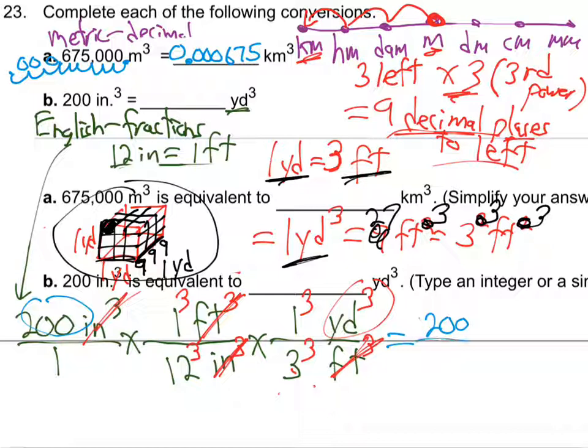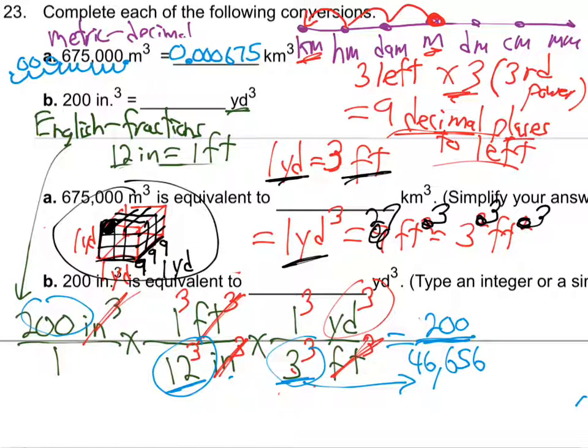What's on the bottom? 12 to the third times 3 to the third. That's a whopping number. I'm going to use my calculator. I'm going to go 12 to the third power times 27, 3 to the third power. I'm getting 46,656. We're going to reduce it. We're not done yet. But that's just 12 to the third times 3 to the third. So I multiplied the two numbers on the bottom.